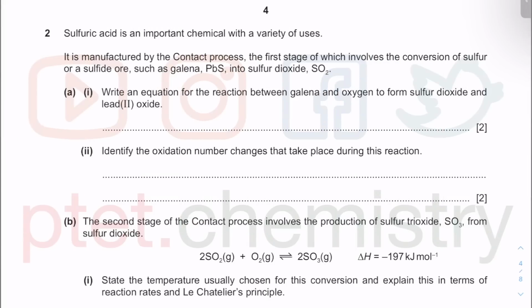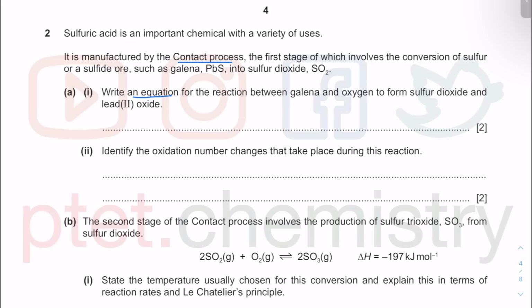Question number 2, we have sulfuric acid. So we know that it's manufactured by the contact process, one of the very important reactions, involving at least one of the steps that is actually reversible, and that happens to be a very popular equilibria question as part of physical chemistry. Anyway, what do they want us to do here?